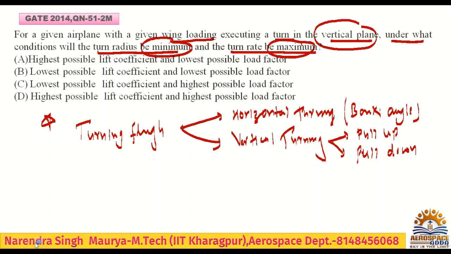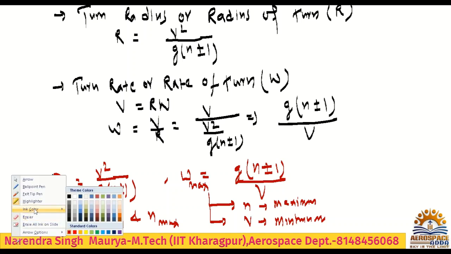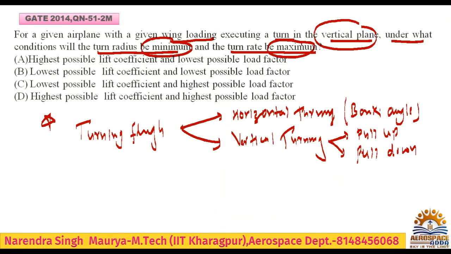Anyway, it is given in terms of lift coefficient. Load factor is okay, no problem. Check. What is the common thing you are getting for both cases? N should be max. So maximum load factor. Check where is the maximum load factor. Highest possible lift coefficient and lowest possible load factor. This is wrong. Lowest possible lift coefficient and lowest possible load factor. Wrong. Lowest possible lift coefficient and highest possible load factor. In these two, any one is correct? Why? Because highest and highest both places, but here lift coefficient is lowest and highest.